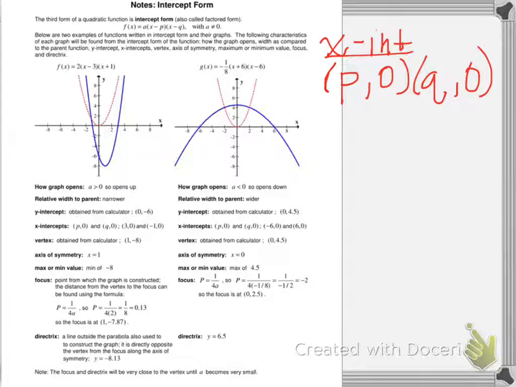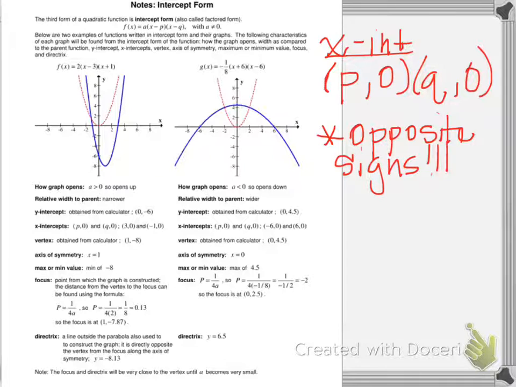So those are the numbers inside of the parentheses here. Just like in our vertex form, the most important thing to remember is that the signs are going to be opposite. So like on our first example, your intercepts are going to be 3 and 0 and -1 and 0. So just remember that.